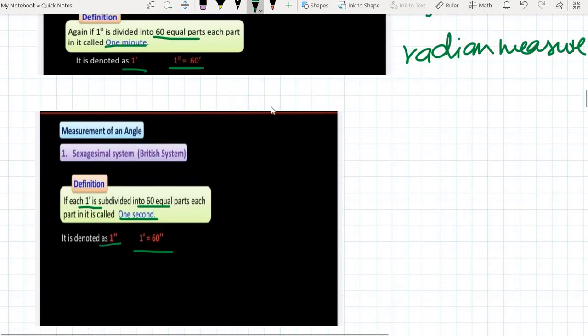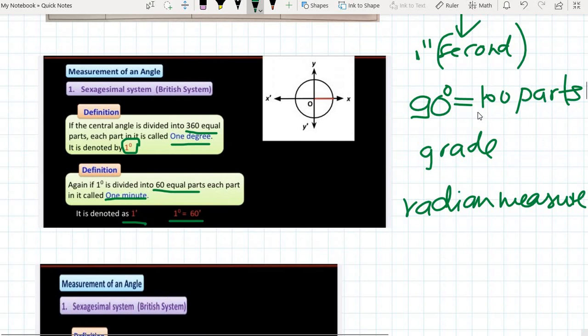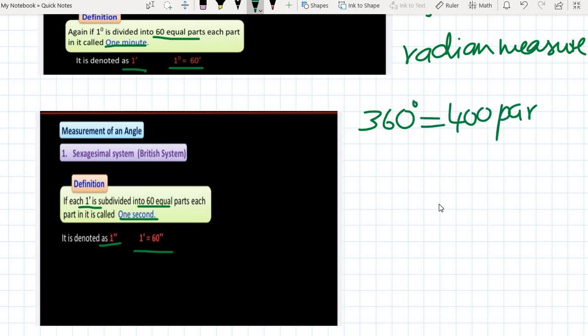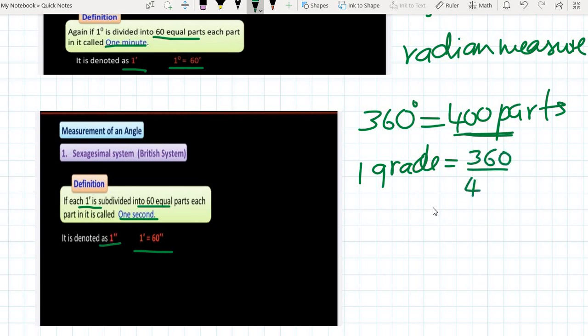Under the centesimal system, one right angle is divided into 100 equal parts. That means 360 degrees is divided into 400 equal parts. So you can convert: one grade is equal to 360 by 400 degrees. So one system can be converted to another.